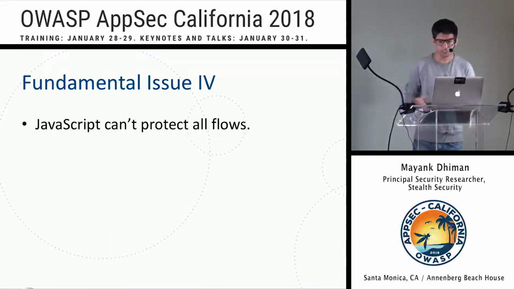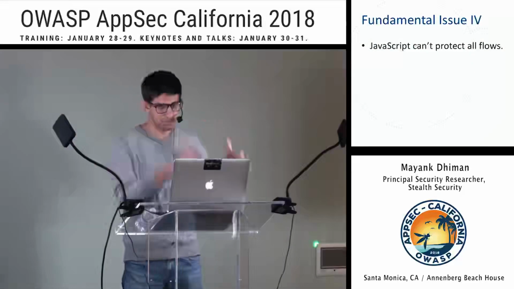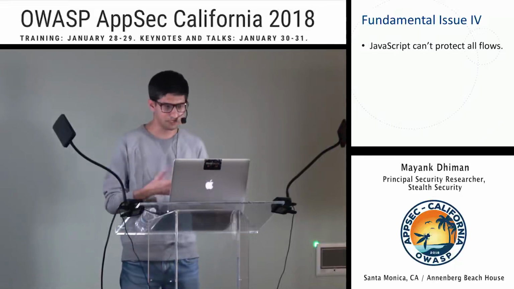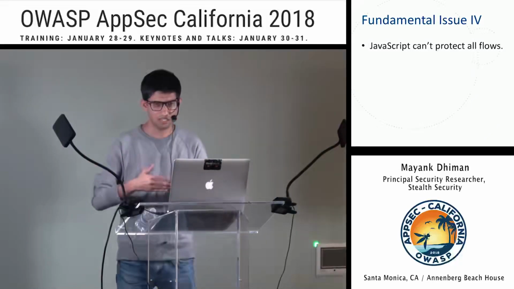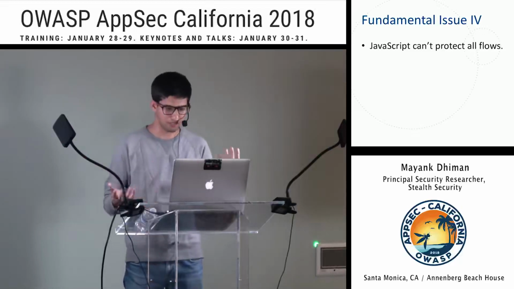Okay. So the next issue is that JavaScript basically cannot protect against all flows. In this scenario, there was a user using a browser to authenticate to the server. What if there is a mobile app which can be used to authenticate to the server? What if the mobile app is using some other authentication flow? How would JavaScript be able to defend against that?